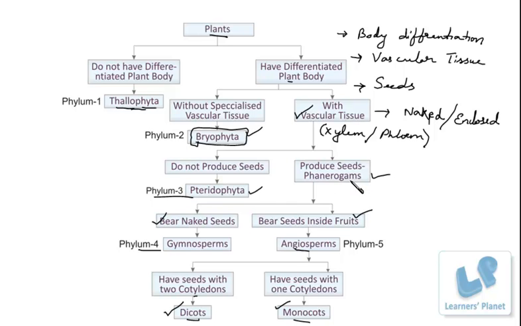And if they are able to produce the seeds, then how are these seeds present? If it is naked, it is a group Gymnosperm, and if it is inside the fruits, then it is an Angiosperm. So you can now understand. I hope you can learn the pattern, or you can learn this classification quite easily in this way.